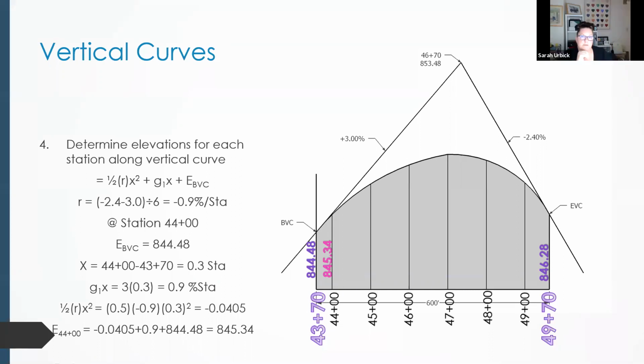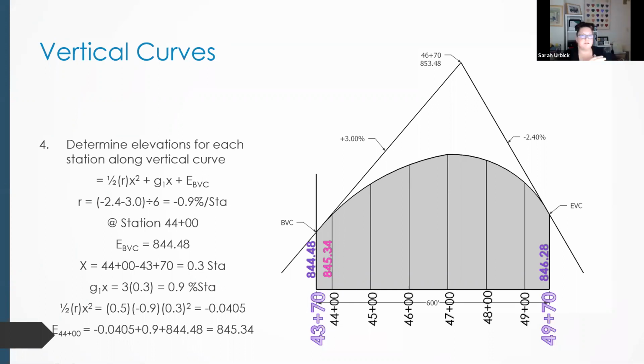What does the 3 represent? That's just the grade. Okay. Yeah. Grade over station. So rise over run, because that's the grade, correct? Correct. Okay, got it. I was moving too fast. There we go. I was moving too far ahead.